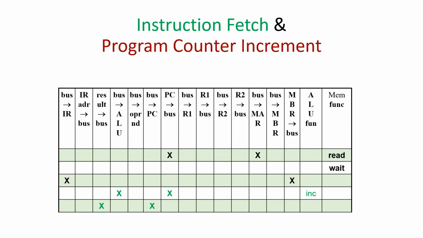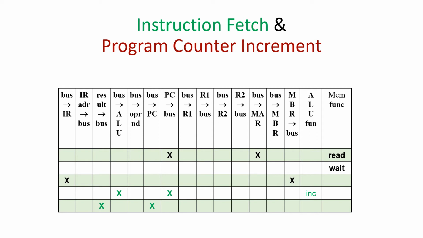The beginning of every instruction involves an instruction fetch and the program counter increment. So for the instruction fetch, we put the program counter value in the bus, put it in the memory address register, and go out and read that instruction from memory. We have to wait for it because the memory is slower than the processor. And finally, when it's available, we copy the memory buffer register, which now contains the instruction, onto the bus and load that into the instruction register. So now we've loaded the instruction into the machine.